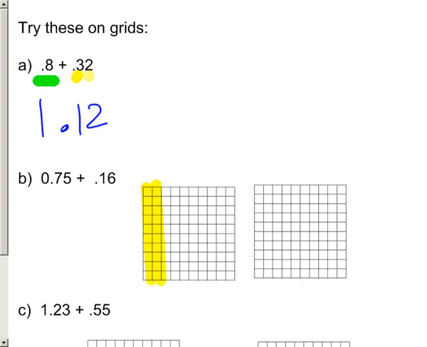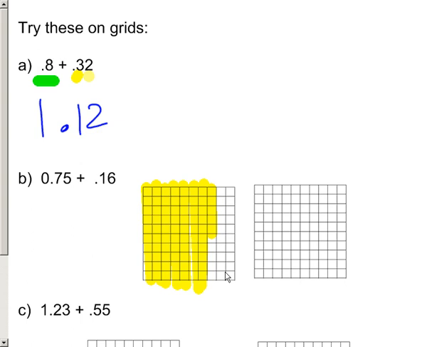1, 2, again, you're doing this with me. 3, 4, 5, 6, and 7. And then we need to do 5 hundredths. So 1, 2, 3, 4, and whoops, I did too much. 5. Okay. Now we need to add another 16 hundredths.